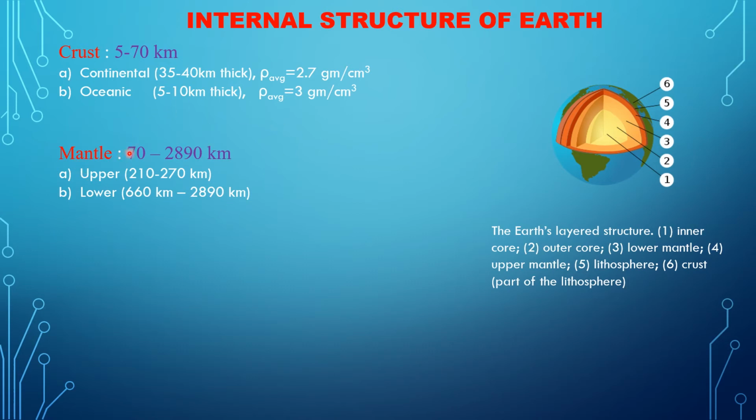So the depth range is very large, 70 to 2890. There are so many layers in that, within the upper and lower layers. The upper layer regions extend from 210 to 270, with the lower layer ranging up to 2890. So this is the region, this, 3, is the lower mantle, and this, 4, is the upper mantle.